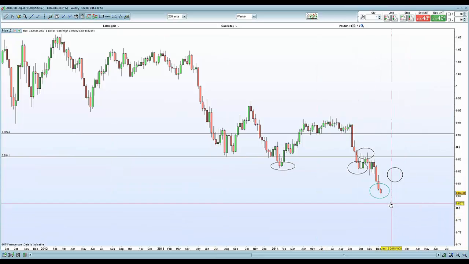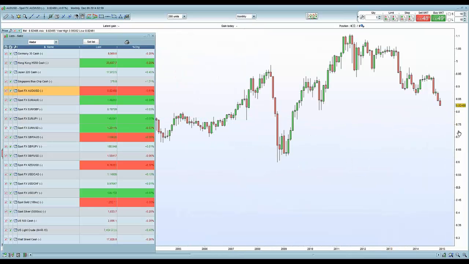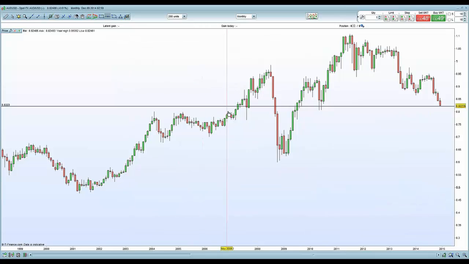Now, where we are right now, again, weekly chart, very bearish. Let me just cast your eyes on the monthly chart to see which levels we're looking at.